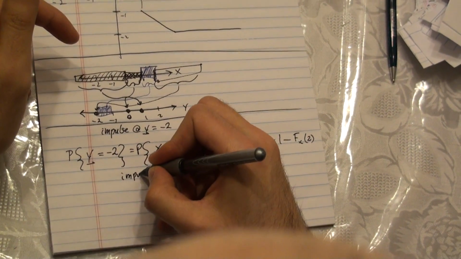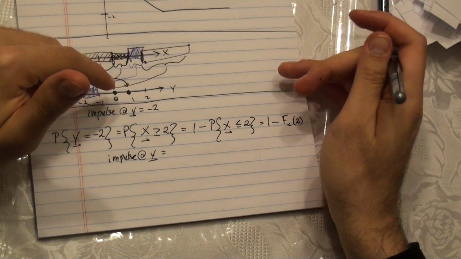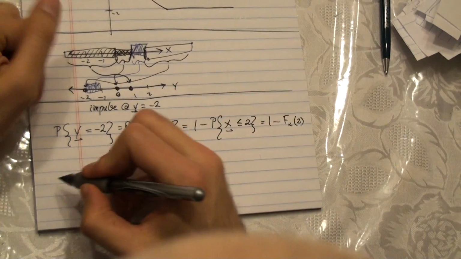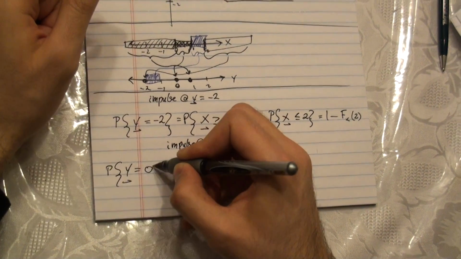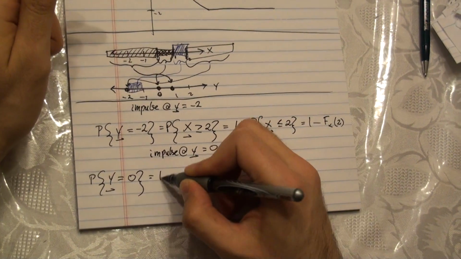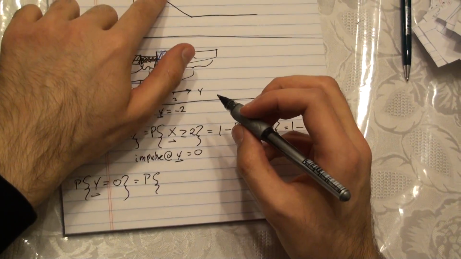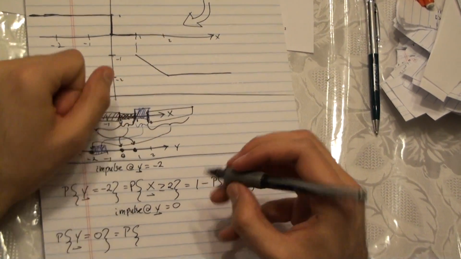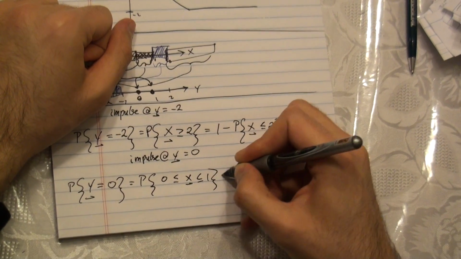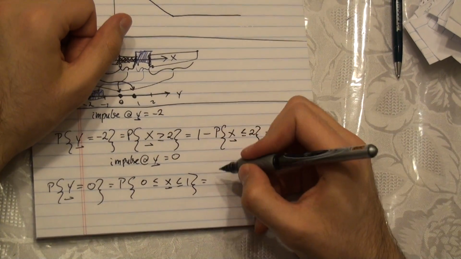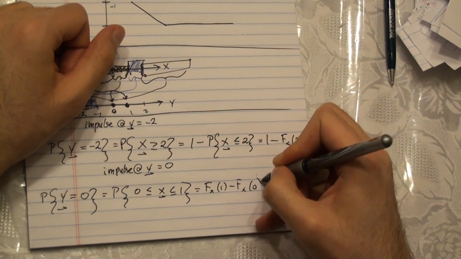Now we have the impulse at y equals 0. Same thing. The probability of the random variable y equal to 0 is the same thing as the probability of x being between 0 and 1. And what's that going to be? That's just big F of x of 1 minus big F of x of 0.